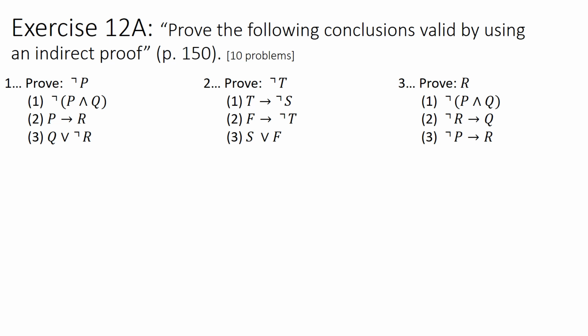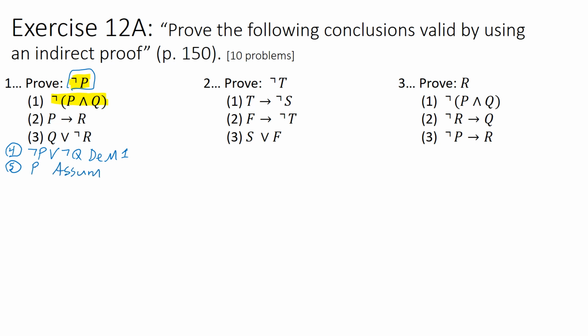Now let's try number 1. We want to prove that P is not the case, given 3 premises. I think a good first step is just to apply De Morgan on line 1. So let's do that. For line 4, we can then get not P or not Q by De Morgan, line 1. And then let's make our assumption for line 5. We want to prove not P. The opposite or contradictory of that is P. So let's just say P by assumption.